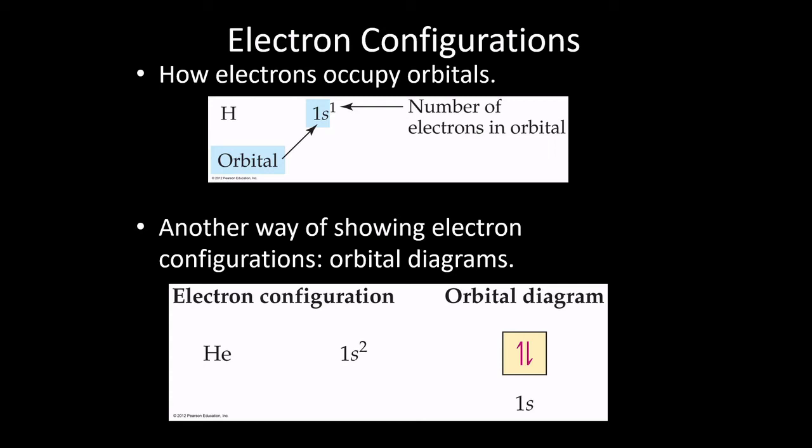So we left off here last time talking about electron configurations and orbital diagrams. These are our two ways of representing where electrons are inside of the atom. Now in each of these, we are giving some information about the quantum numbers that describe each of the electrons.